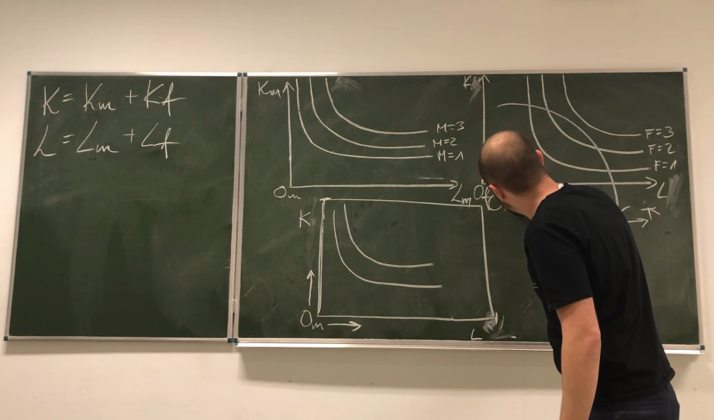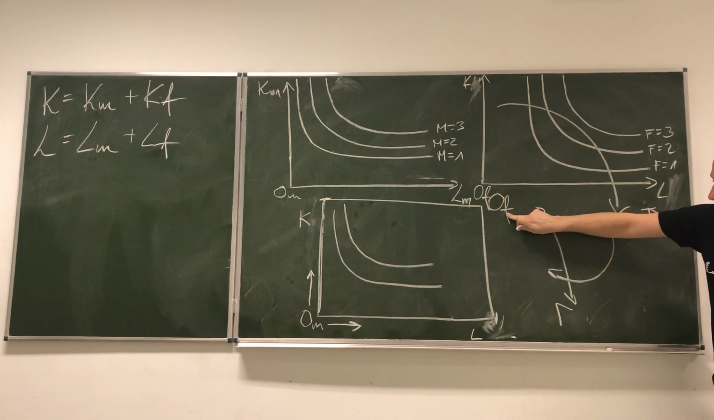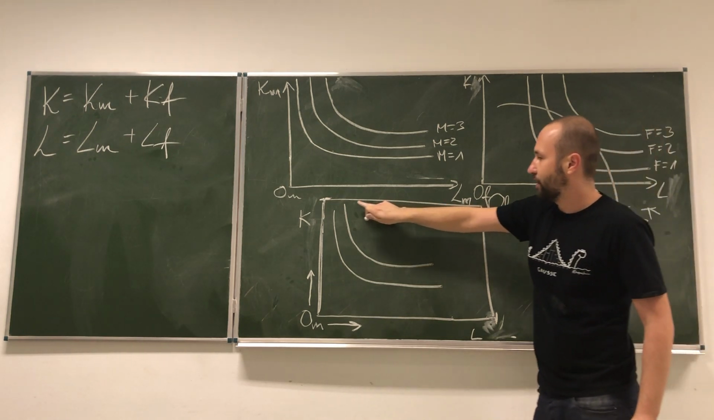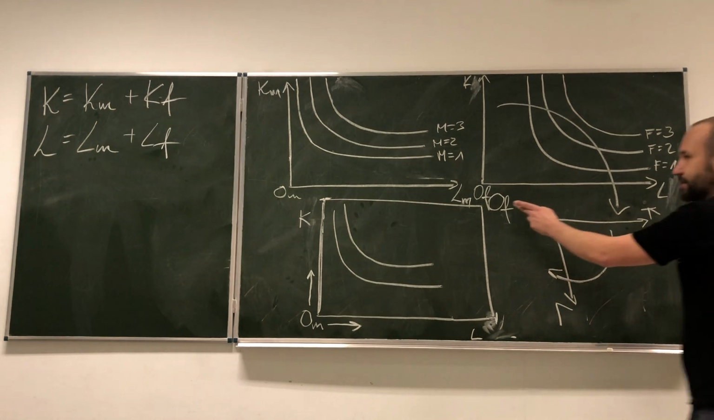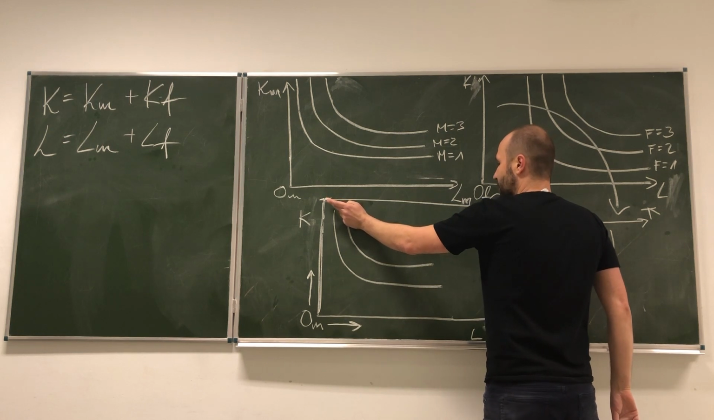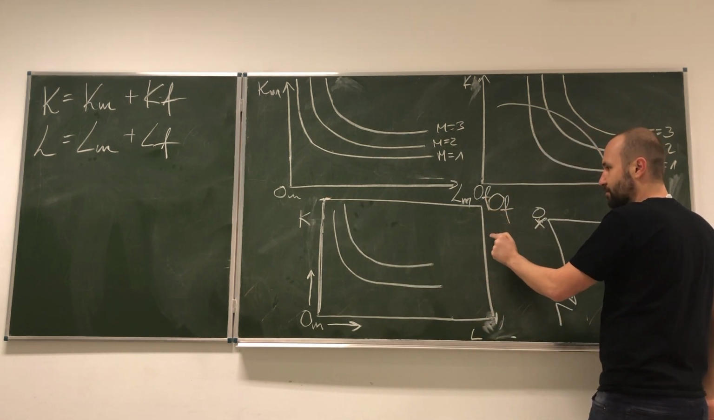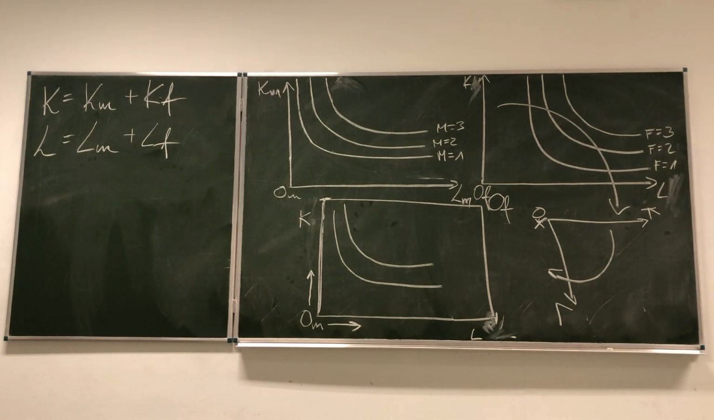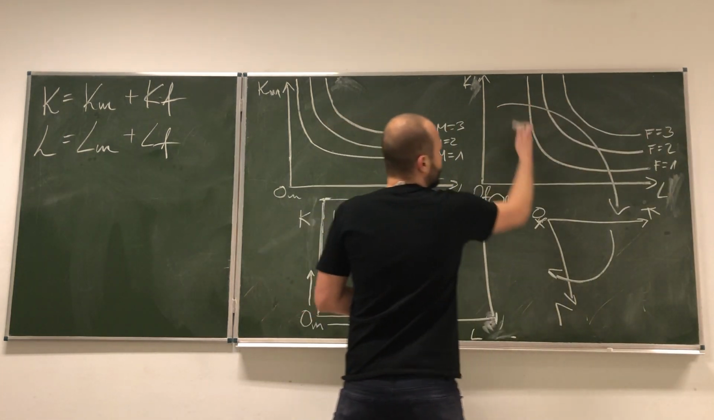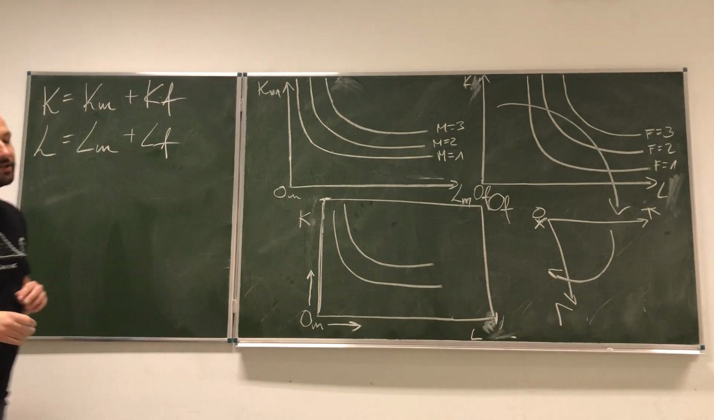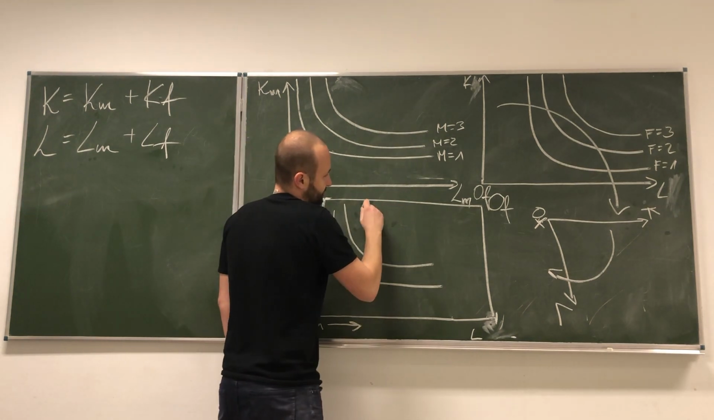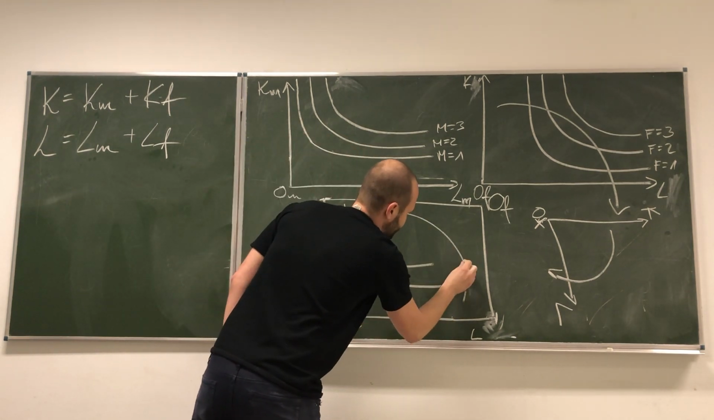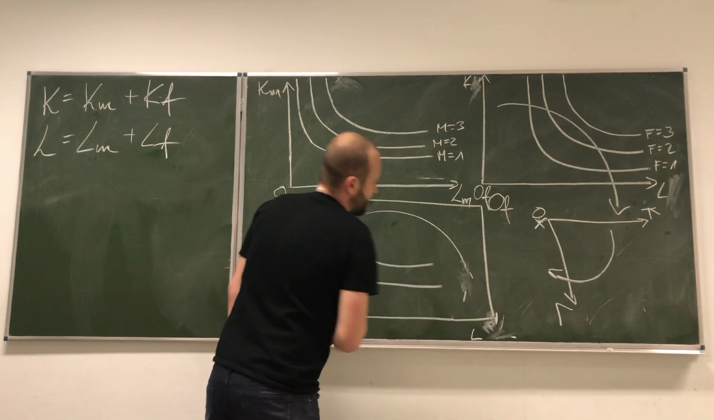Here will be origin for the production of food. Here, as I go in this direction, there will be more and more labor used in the production of food, and in this direction, there will be more and more capital used in that production of food. And of course, look, now those isoquants will look a little bit upside down, right? Like this. Not like this, but like this. Okay?